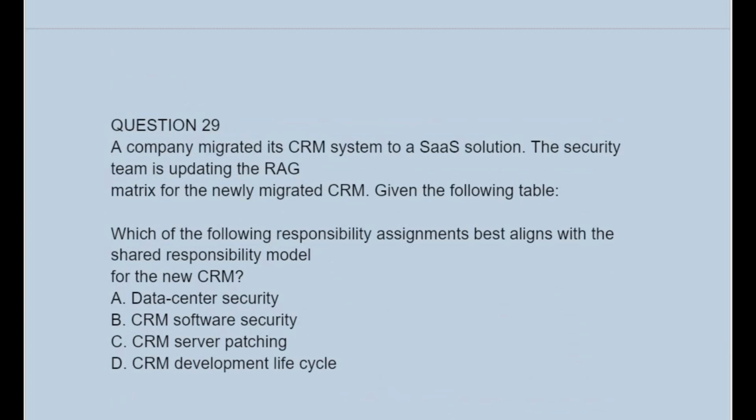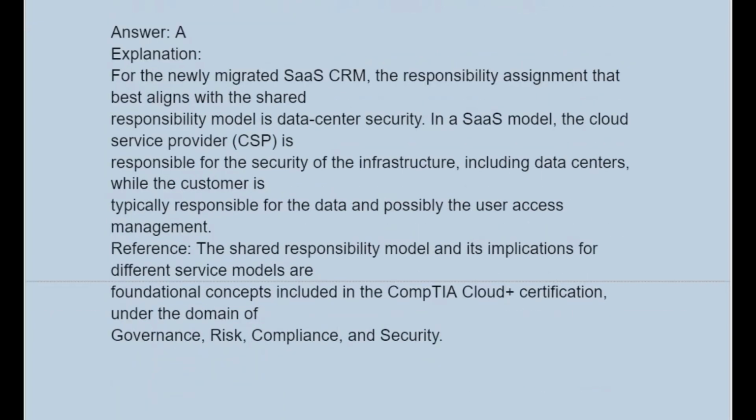Question is, a company migrated its CRM system to a SaaS solution. The security team is updating the RAG metrics for the newly migrated CRM. Given the following table, which of the following responsibility assignments best aligns with the shared responsibility model for the new CRM? Option A, data center security. Option B, CRM software security. Option C, CRM server patching. Option D, CRM deployment lifecycle. Correct answer is option A.